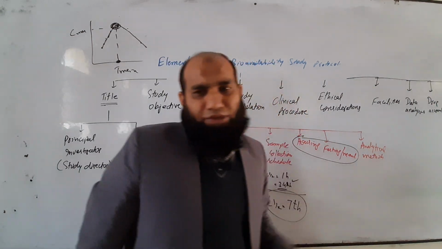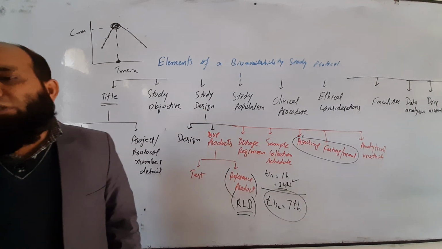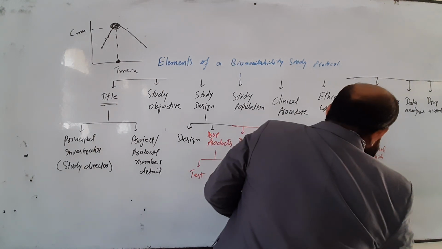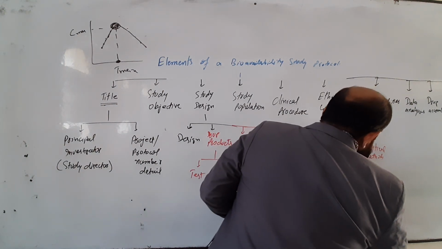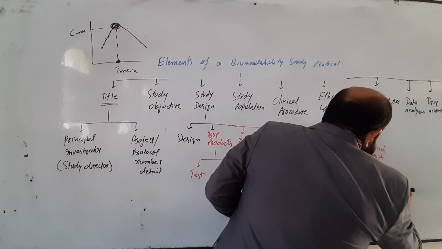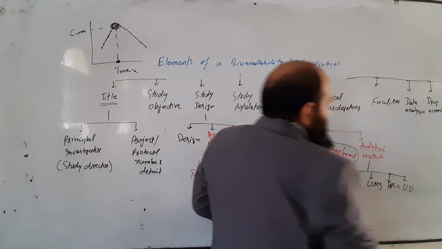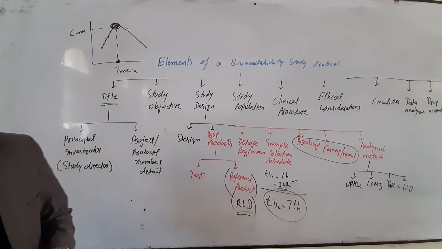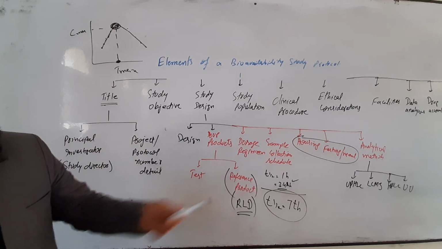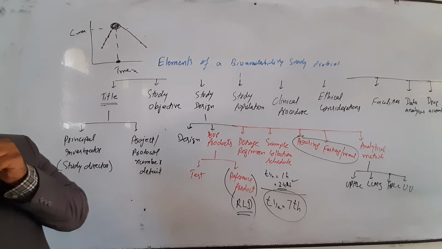Another is the analytical method. Okay, the analytical method is also part of the study design. In case of the analytical method, we can use UHPLC, LCMS, HPLC, and in case of UV, these are all analytical tools which we can use to perform the analytical method.